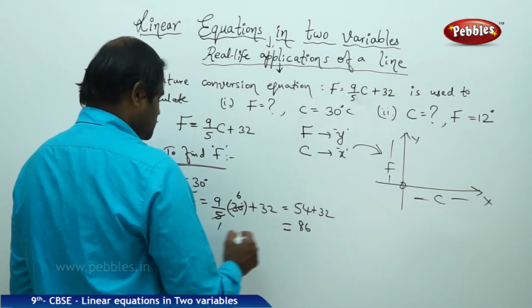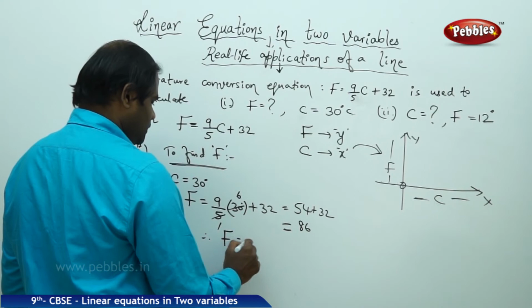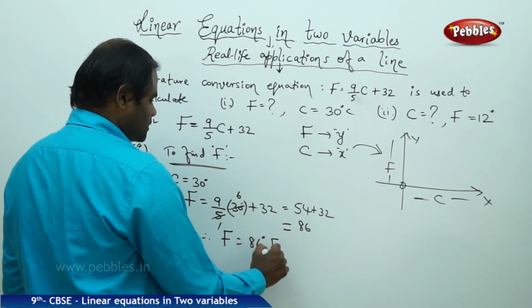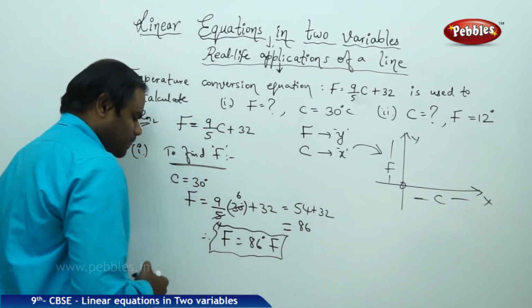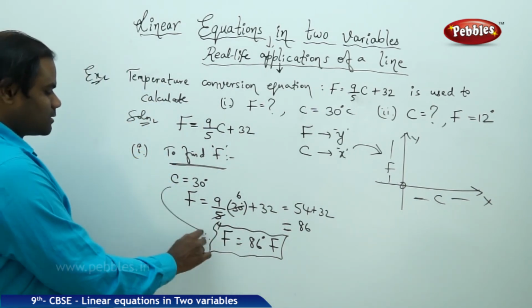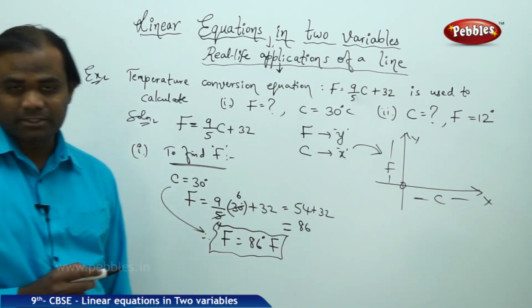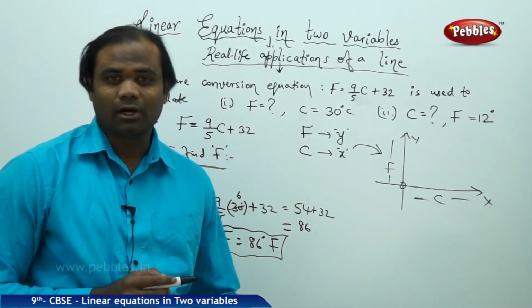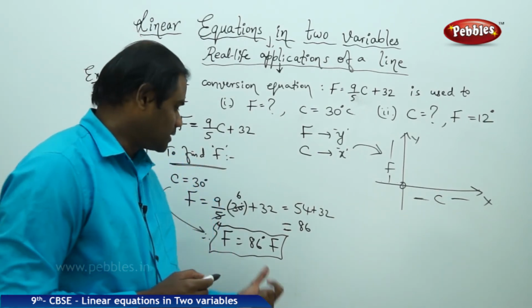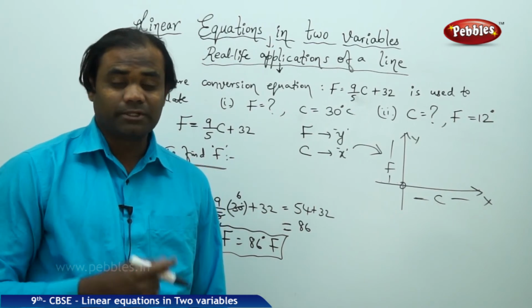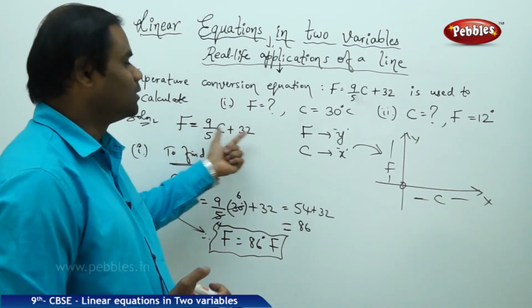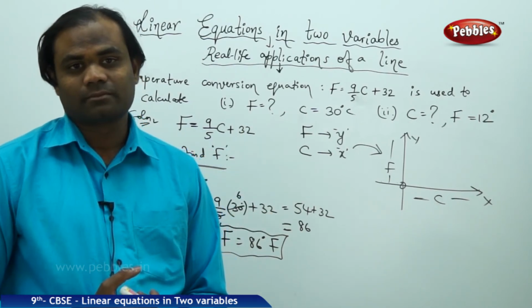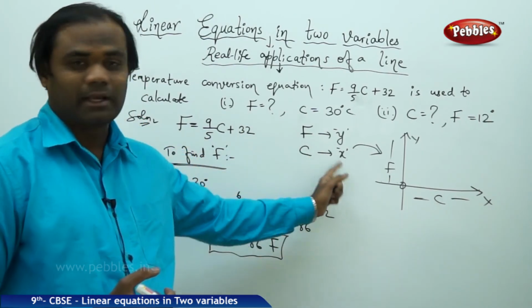$86. Therefore, my F is 86 degrees Fahrenheit. So 30 degrees centigrade converts to 86 degrees Fahrenheit. This is how we understand the conversions which can be done given the linear equation y equals ax plus b, y for F and x for C.